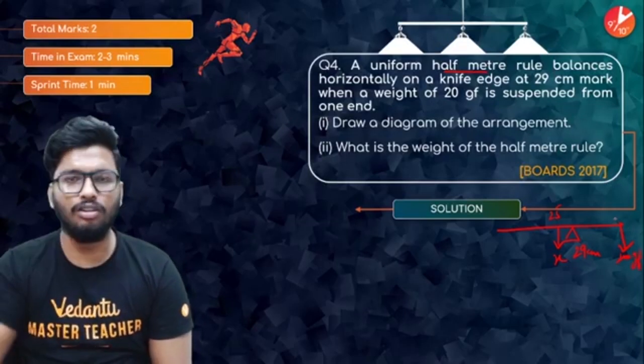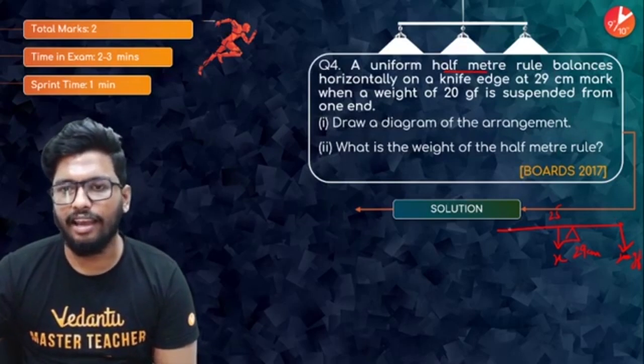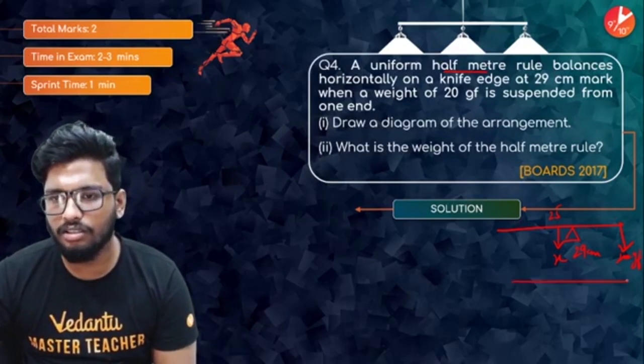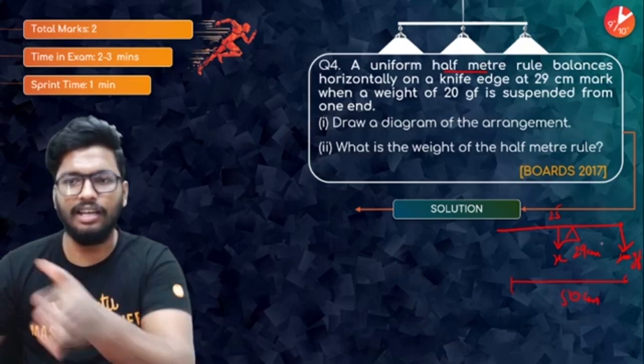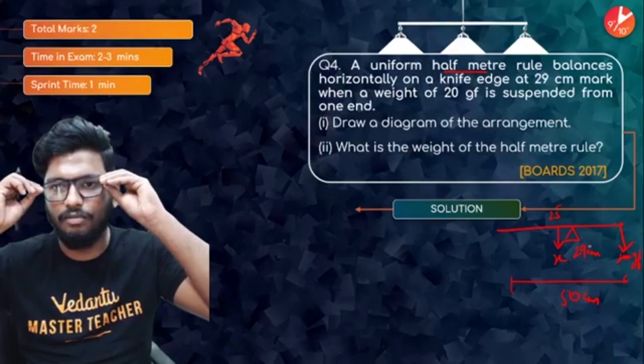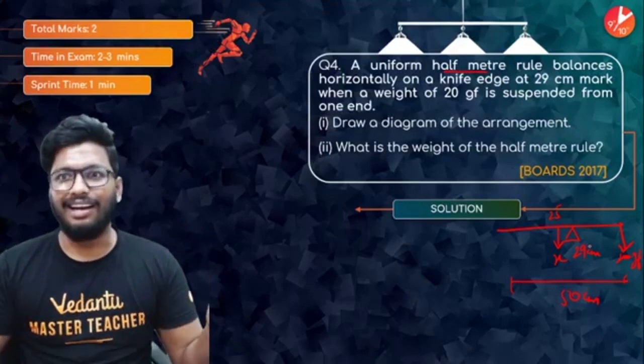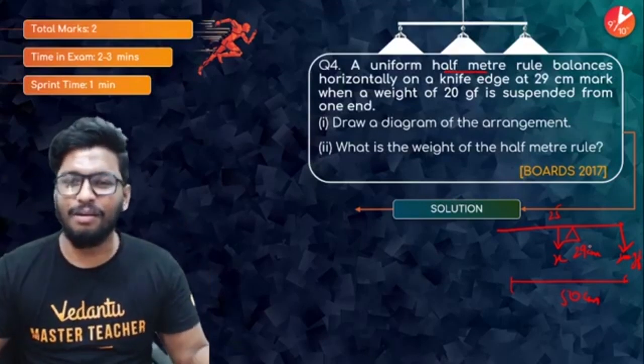This is the diagram, so you can draw the diagram this way. Mention again that this whole distance is 50 centimeter. Mention that this is 25 centimeter, 29 centimeter, and that is exactly at 50 centimeter. Now that itself, I believe, took me about 30 seconds to explain.